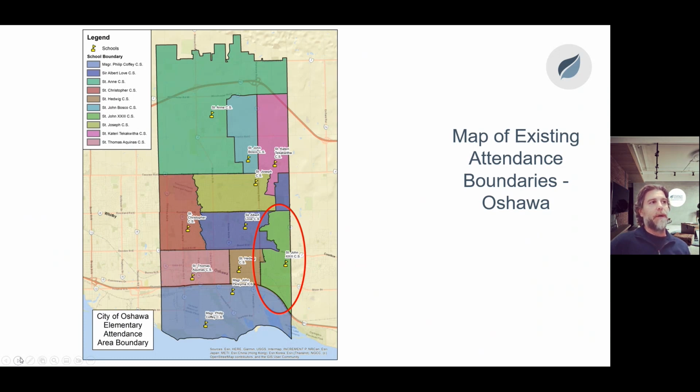We can see in the bottom right in green is St. John the 23rd, and we've highlighted that by putting a red circle around it.